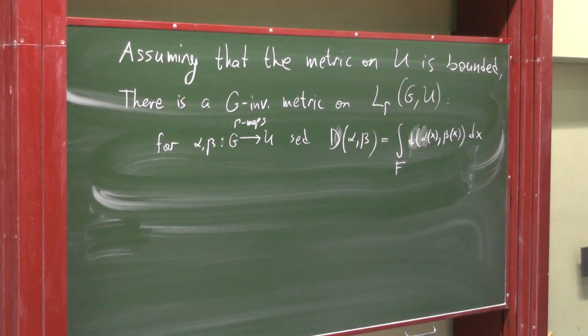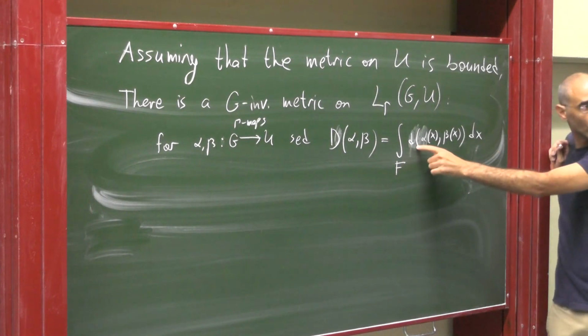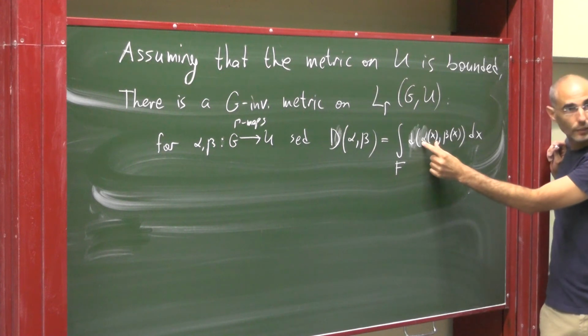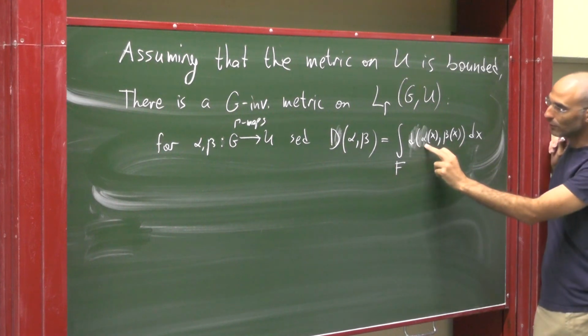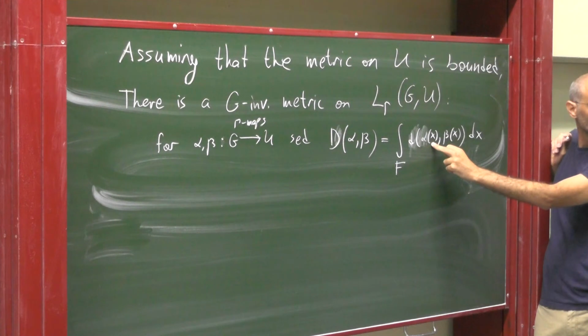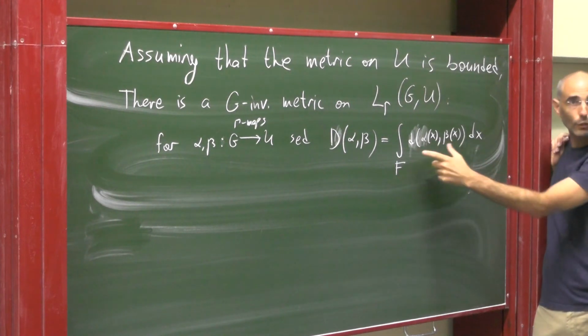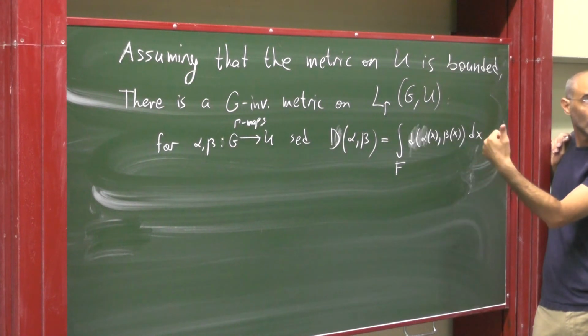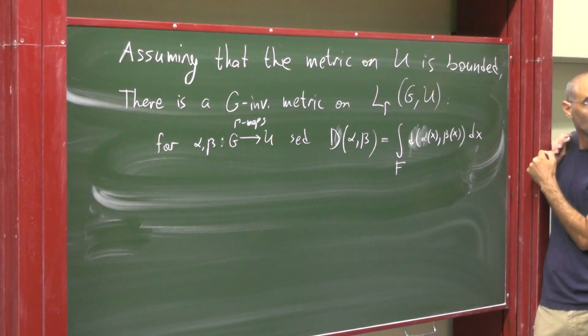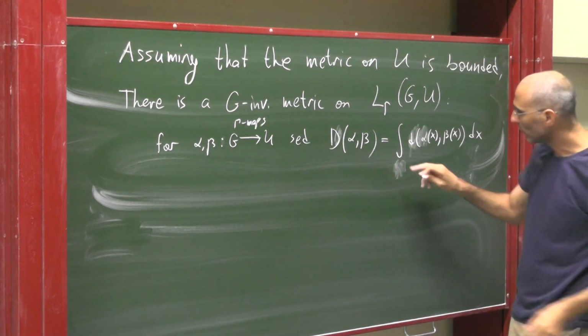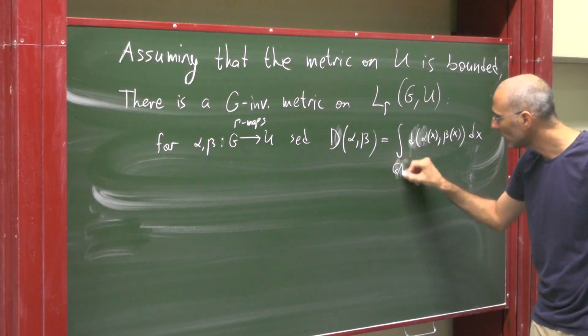Since they are gamma equivariant, not gamma invariant, alpha x will vary if I apply little gamma to x. Also, beta x will vary. But d of alpha x, beta x will not, since the maps are gamma equivariant, and the metric d is gamma invariant. So actually, I was about to write that F is a fundamental domain, but this makes sense to write over G mod gamma.